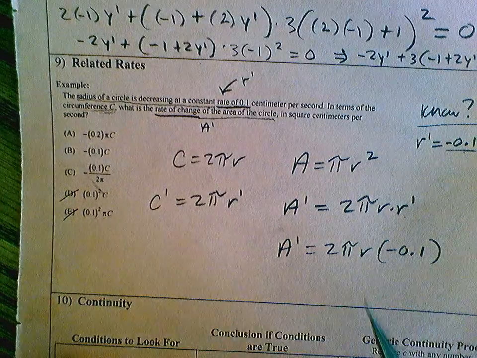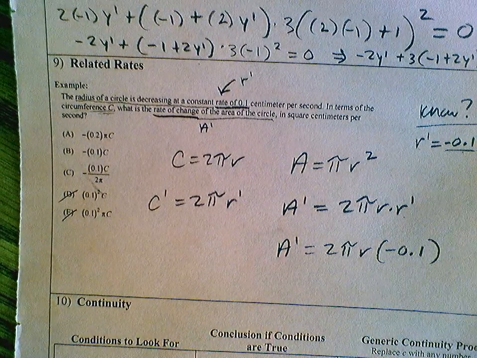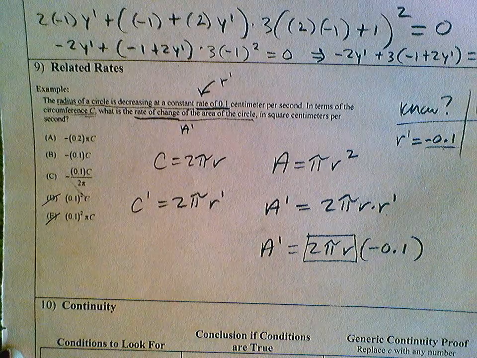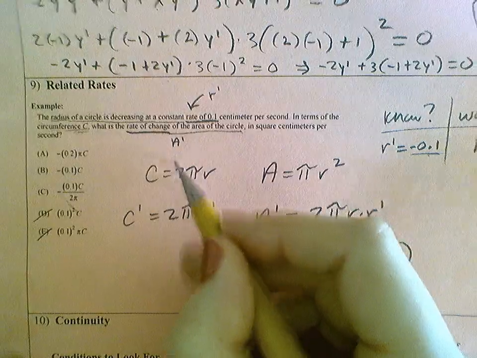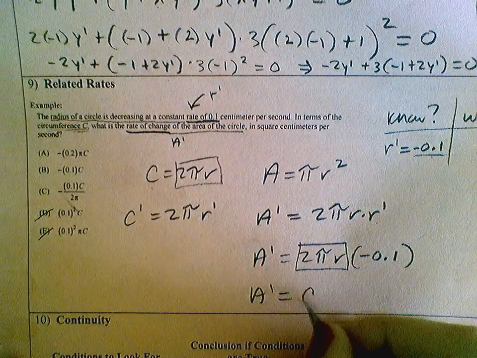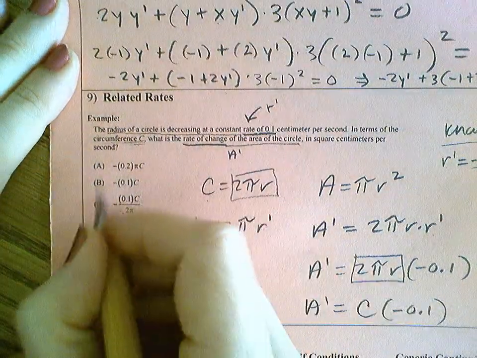And then guys, look at all of your formulas. Look at all of them. Anywhere else do you see a 2 pi r? Yes, right here. That is c. So a prime is c times negative 0.1. So it's b. So that's like a system of equations, basically.